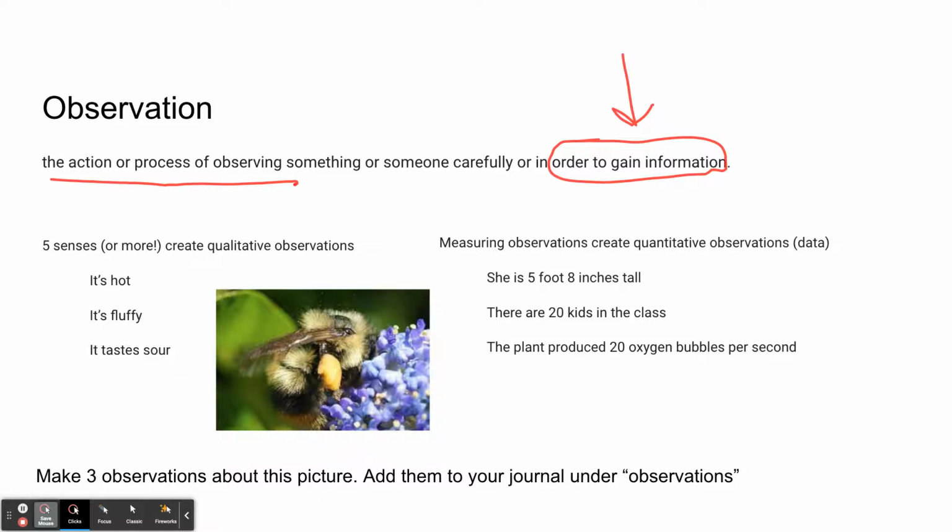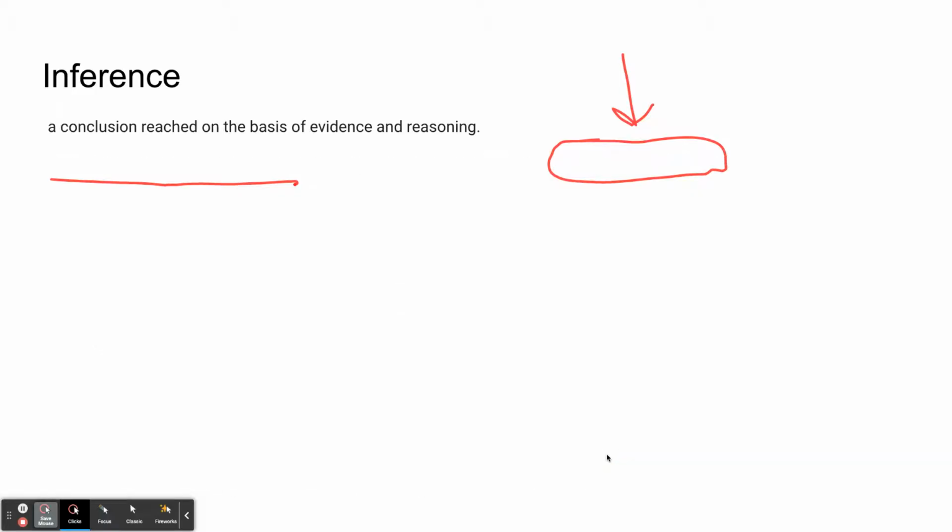You can also answer them in Edpuzzle, but I need them also in your journal for class tomorrow. Okay, next, let's clear that. I'm not sure how to do that. I'll just leave it there.